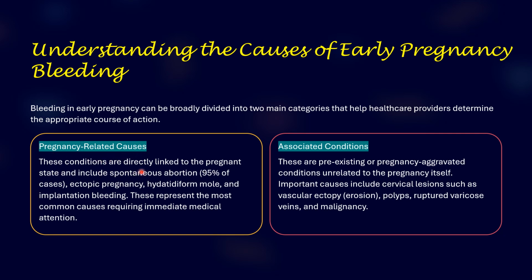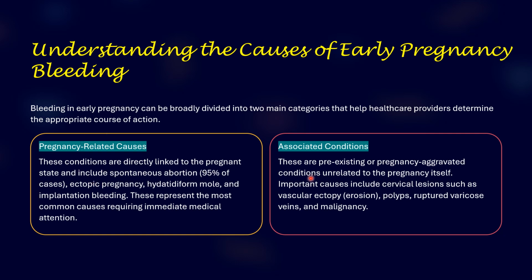These conditions are directly linked to the pregnant state, which means because of the pregnancy there is bleeding. Induced spontaneous abortion consists of 95% of the cases, followed by ectopic pregnancy, hydatiform mole and implantation bleeding. All these conditions lead to bleeding. As a healthcare worker, we should also understand that all these conditions require immediate medical attention. Here the bleeding has occurred because of pregnancy.